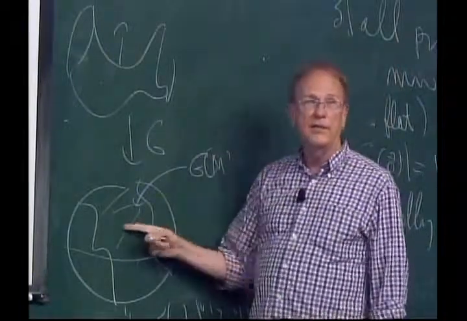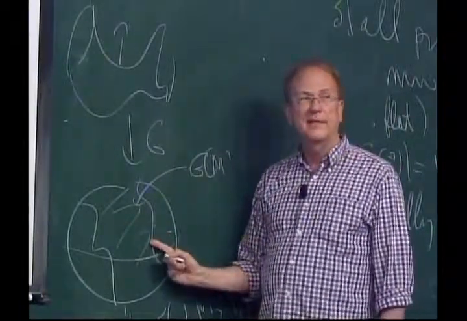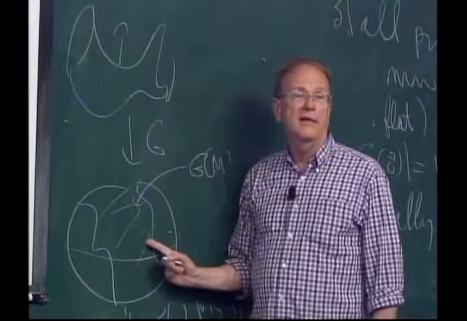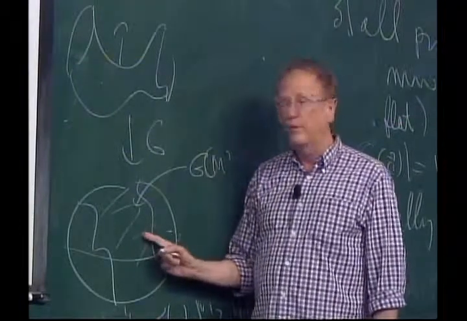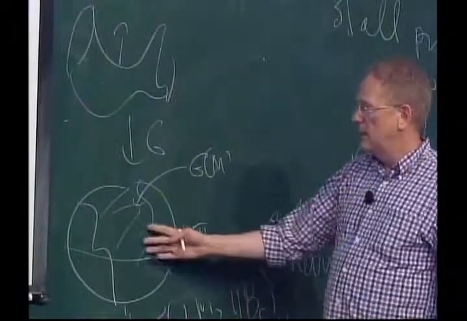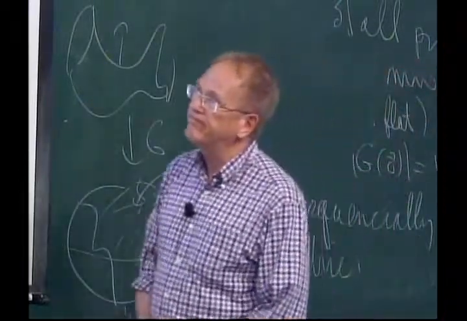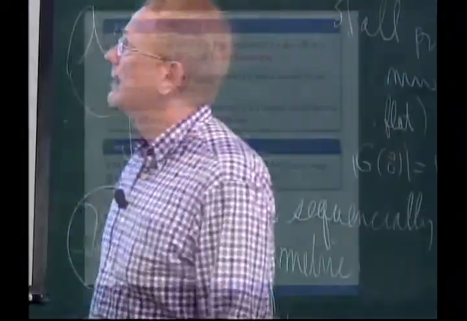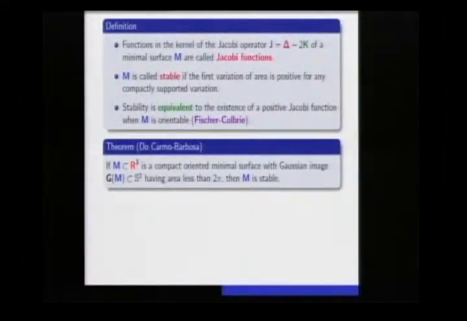If the area of the image is less than half the area of the two-sphere, remember the two-sphere has an area of 4 pi, then the surface is stable. That is the area of the image set, not the total area of the surface.